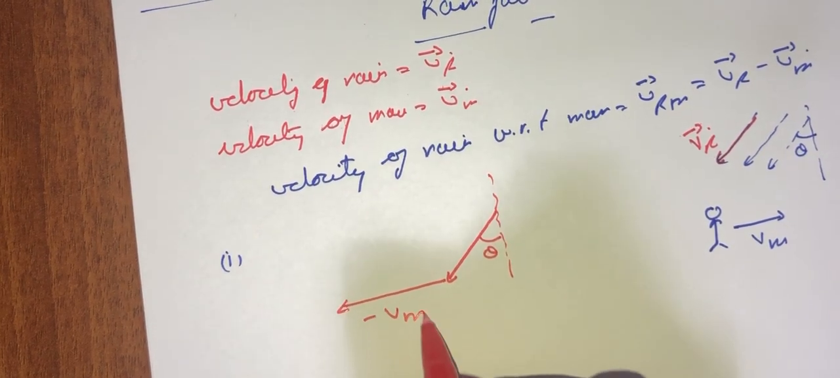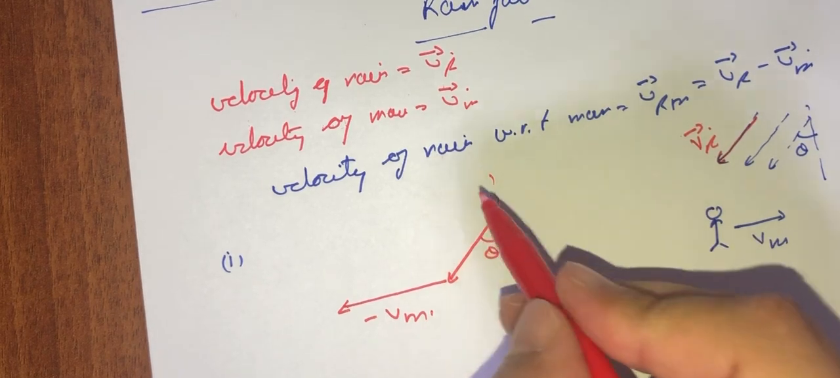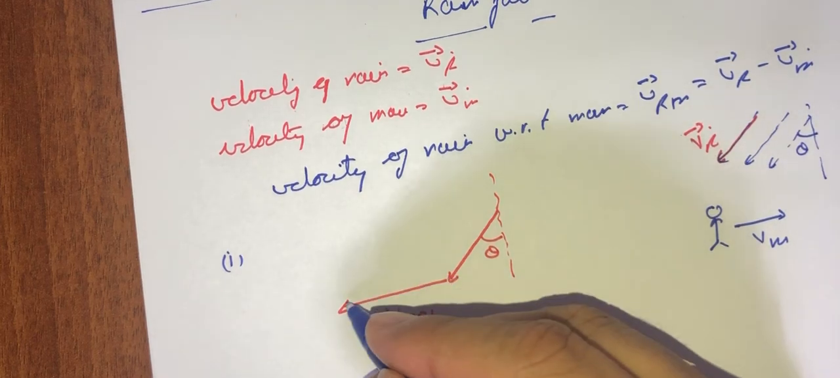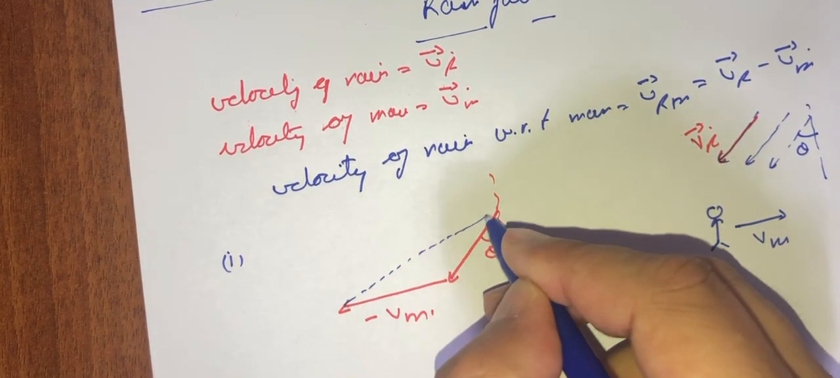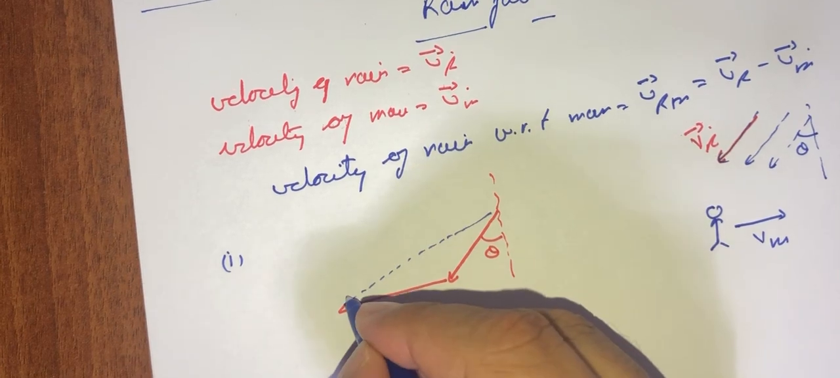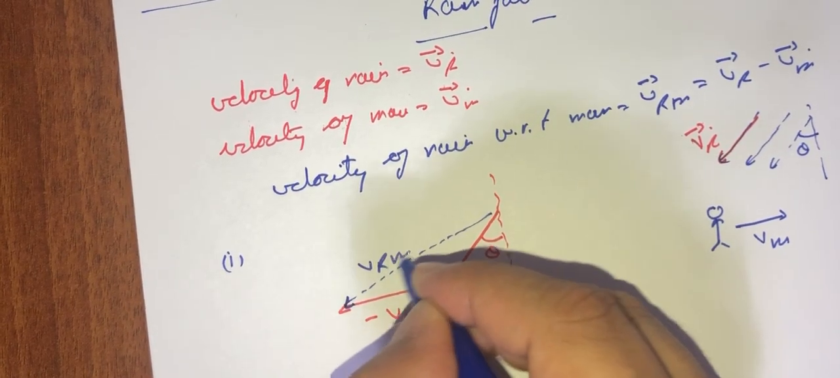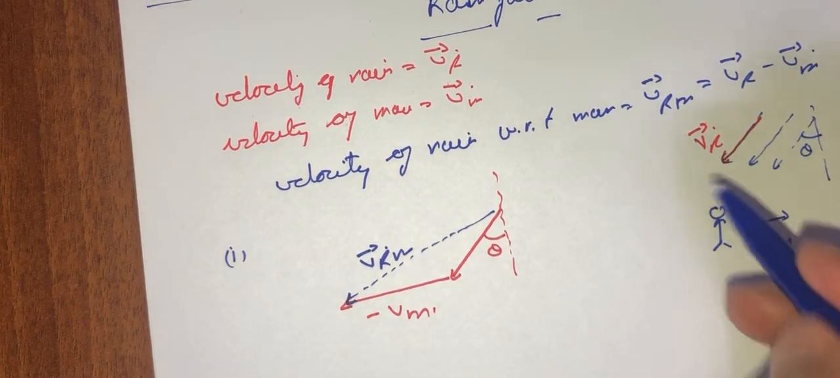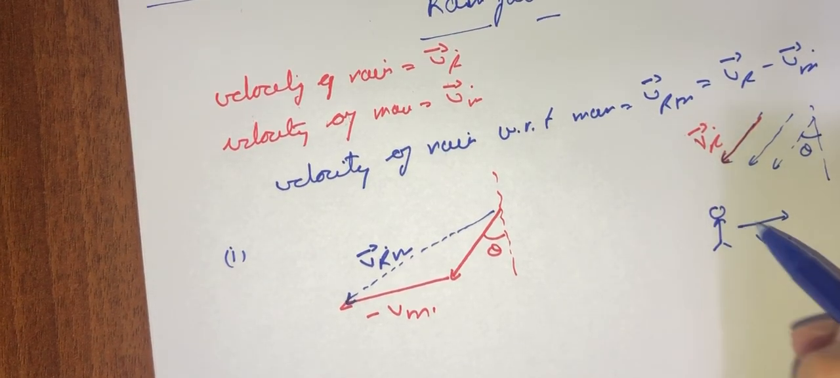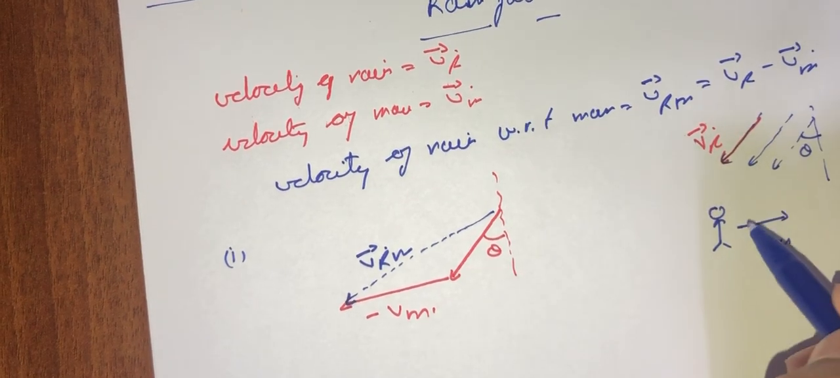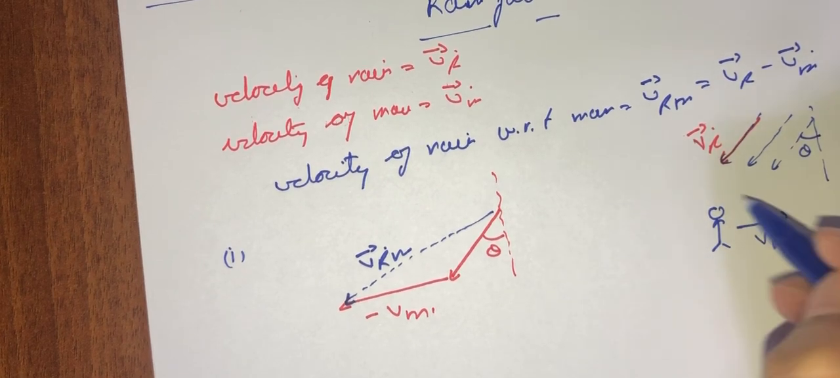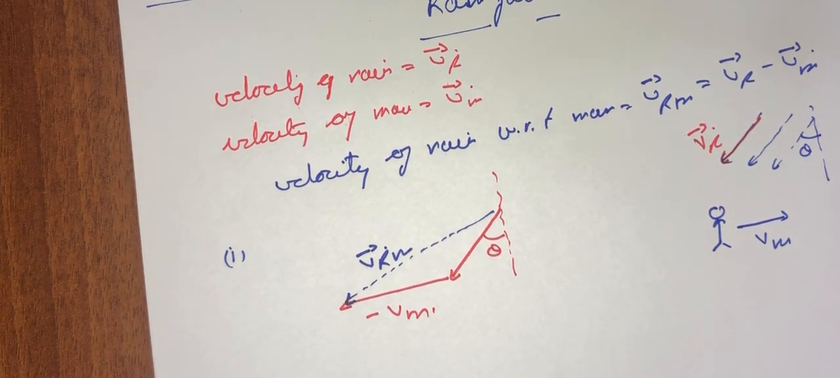Let us complete the triangle law. Minus Vm, so the resultant will be Vrm, and let's draw a dotted line, and this will be our Vrm. So we can say that the man should be holding his umbrella in the direction of this resultant. Then only he will be able to keep himself safe, or we can say dry. This was the first part.